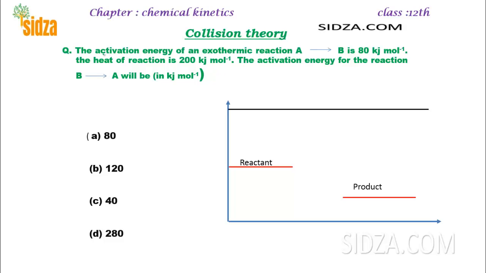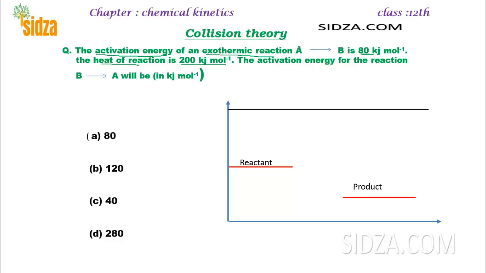Now the next question is about the activation energy of an exothermic reaction A into B. Suppose we have an exothermic reaction, and here A converts into B. The activation energy is 80 kilojoules. The heat of the reaction is 200 kilojoules. Heat of a reaction basically means the difference between the energy of the reactants and the products, right? We have an exothermic reaction.